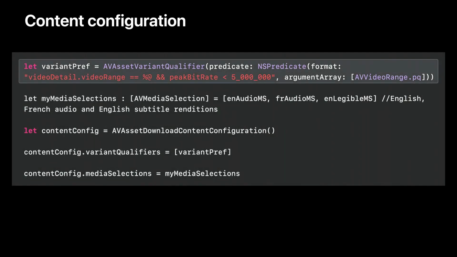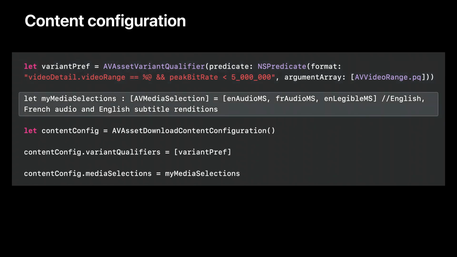Here is the variant qualifier, which combines the two predicates we saw earlier. Yeah, this is compounding. It informs AVFoundation to prefer HDR variants under 5 megabits. We also have a set of media selections representing English and French audio and English subtitle renditions.